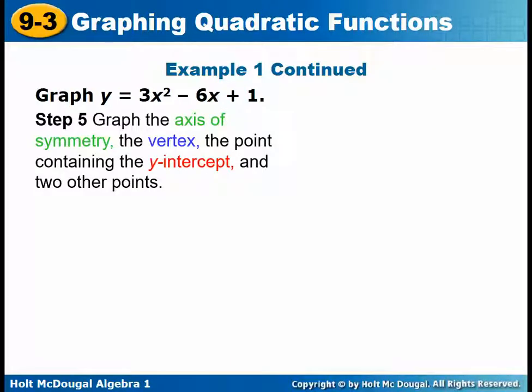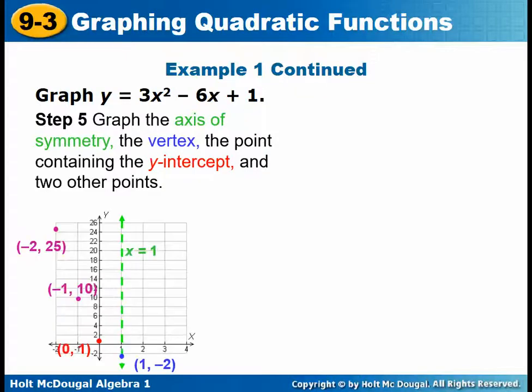Now we're going to graph all of these things on the coordinate system. All right, what do we want to graph first? The axis of symmetry is x equals 1. The y-intercept is (0, 1). We got that point. Our vertex is at (1, -2). And then these two purple points were the other points that we found by plugging in a couple of different values for x and finding what y would equal.